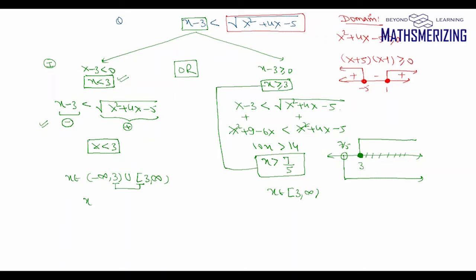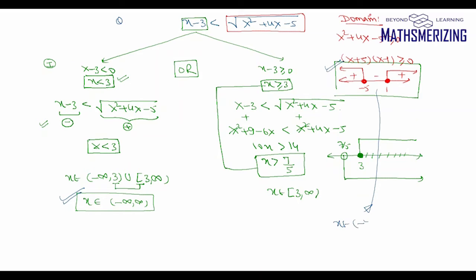Now when 3 is included, I can simply say x belongs to minus infinity to plus infinity, provided it satisfies the condition of its domain. So the final answer to this inequality will be the intersection of the given condition with the condition of domain. If I take the intersection of these two conditions, the simple result I'll get is x belongs to minus infinity to minus 5, union, included 1 to infinity.